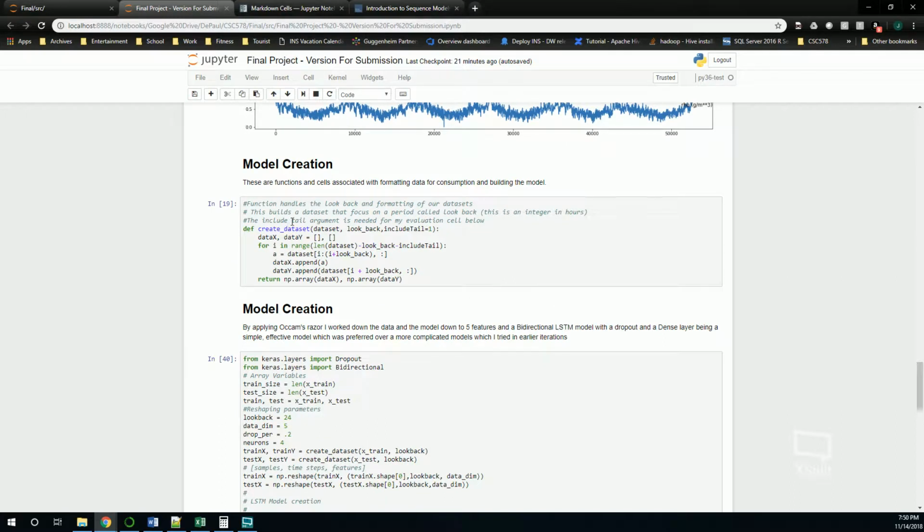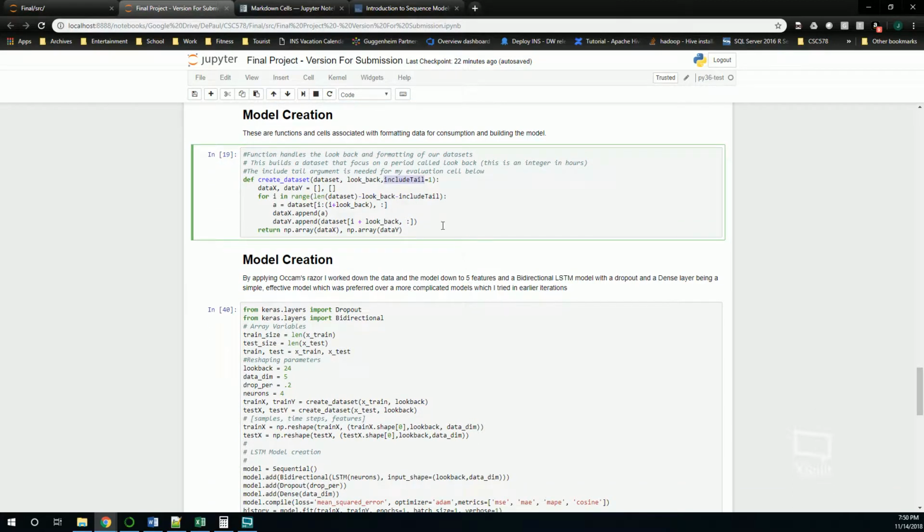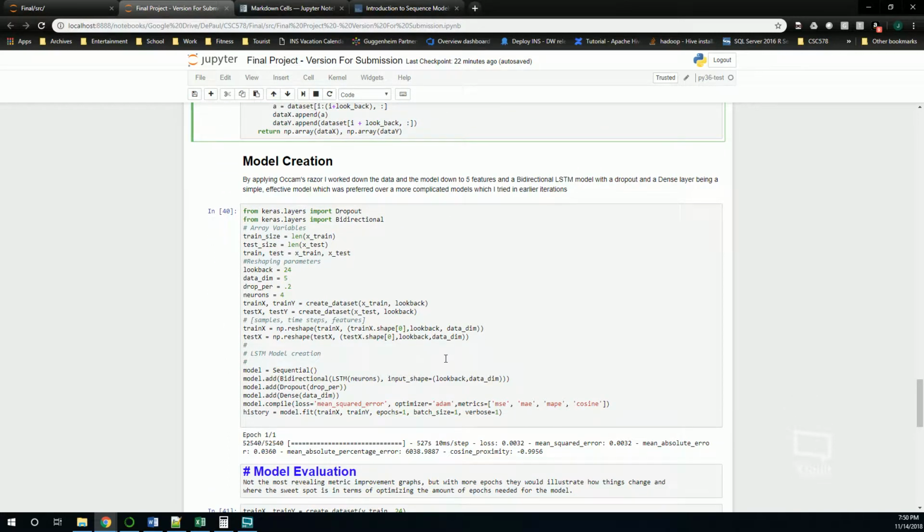In my model creation, this is a very useful function. I use this in a lot of places. This allows me to create my data frames in that 24-hour period, which is this look back. And this includes tails because in my test data sets it was leaving out the last one, because that's usually the one you predict. So you take your 24 hours and you predict the 25th hour. I added a flag to include or exclude the tail, because otherwise my dimensions weren't matching up when I was evaluating my data.